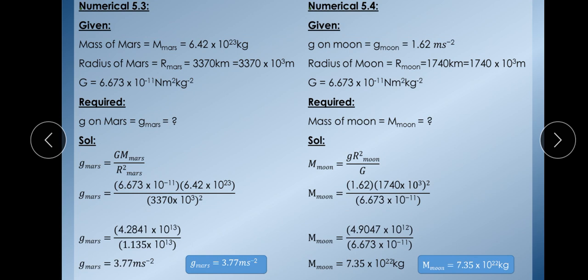We will put the values of g on Moon, 1.62, into the radius of Moon, 1740 multiplied by 10 to the power 3, because we convert the kilometer into meter, and take the whole square of this value, divided by 6.673 multiplied by 10 to the power minus 11. So on taking the square and multiplying the values and solving it with 10 to the power minus 11, it will become 4.9047 multiplied by 10 to the power 12 divided by 6.673 multiplied by 10 to the power minus 11. So the answer will become, on dividing and solving the 10 to the power, 7.35 multiplied by 10 to the power 22 kg, which will be the mass of Moon.